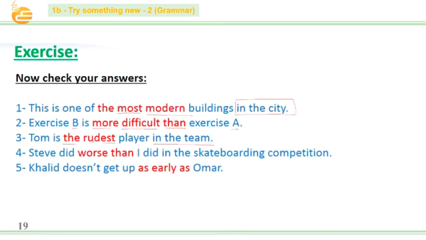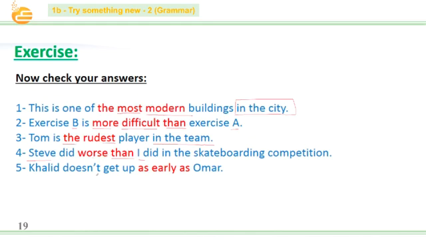Don't forget that. Number 4, Steve did worse than I did in the skateboarding competition. Worse. How do we say? Good, better, best. Bad, worse, the worst. Okay? So we compare between Steve and I. Okay? So, compare between two, worse than.